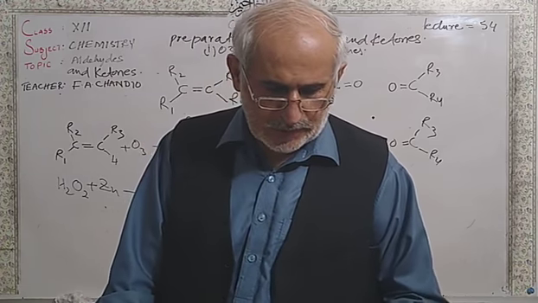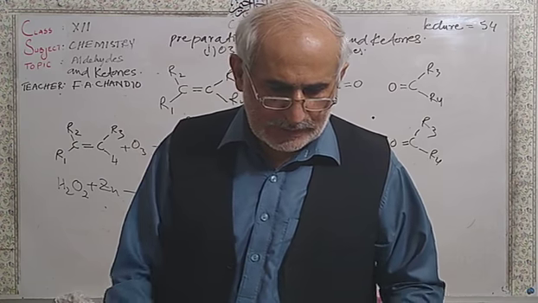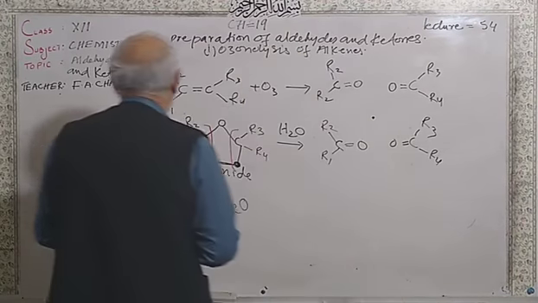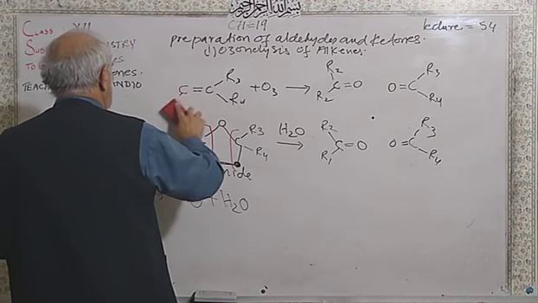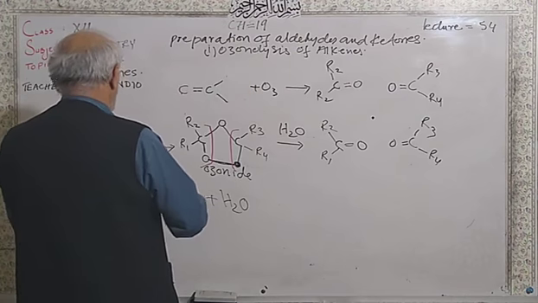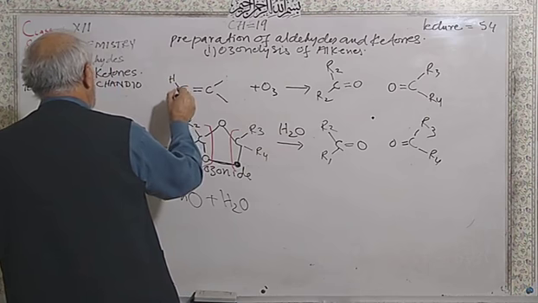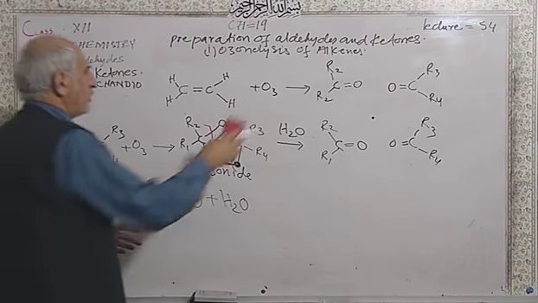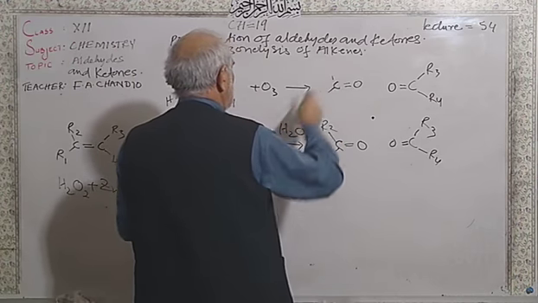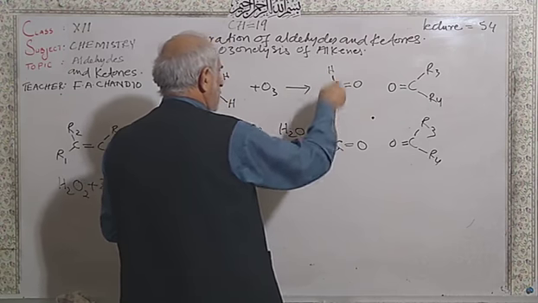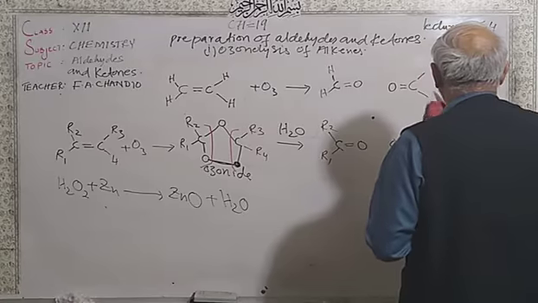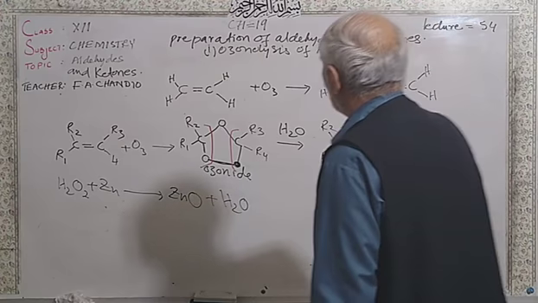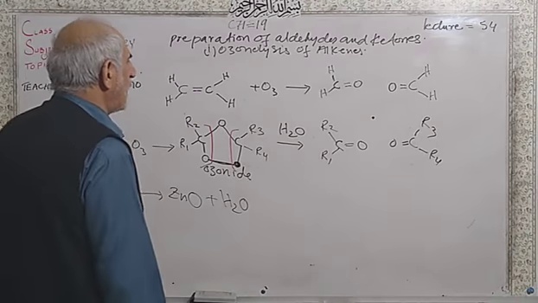So this is the first method for the preparation of aldehydes and ketones. If I am going to prepare an aldehyde, no problem, same, with no alkyl groups. See, formaldehyde. Just replace the alkyl with hydrogen. So this is ethene, and you will get the symmetrical aldehydes.